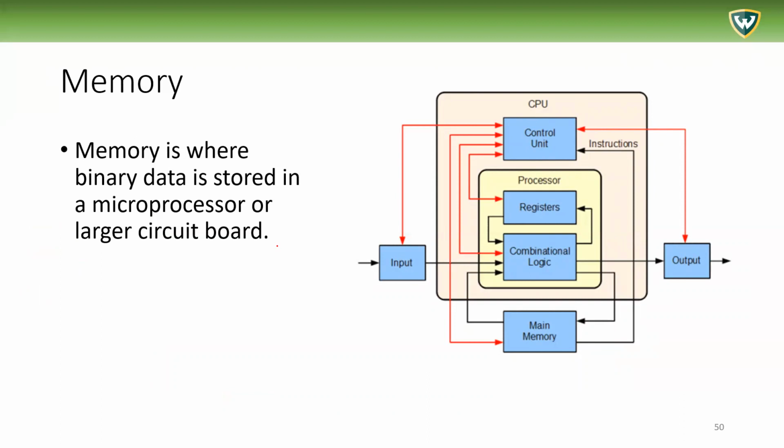Memory. Memory is where binary data is stored in a microprocessor or larger circuit board. So within the CPU, the microprocessor, the microchip, as we mentioned before, we're going to see the control unit that actually handles what action is set to what. There's the processing itself of the data. And then there's the memory. There might be some memory inside the CPU itself, but the memory is often considered its own storage place, its own storage device. And it receives instructions and it sends instructions as well.